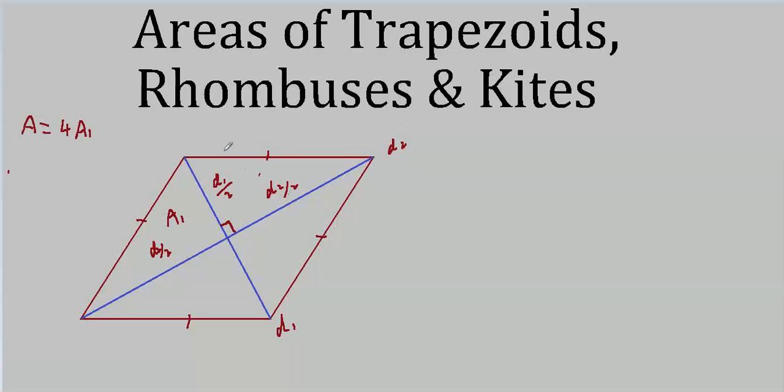Now for a rhombus, what we have to remember is that the diagonals of a rhombus are perpendicular bisectors of each other. Pardon me, this should be D1 over 2 also. So we've got a ton of symmetry going on here. This is D2 over 2, this is D2 over 2, this is D1 over 2, this is D1 over 2. So we have lots of congruent segments here. These sides are all congruent also.